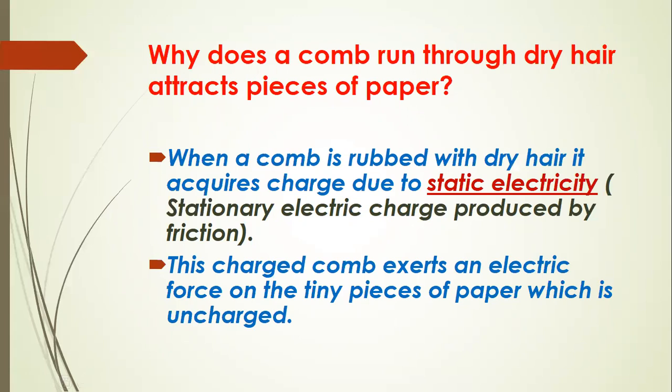will not move from one point to another. It will reside at that point itself. Such charges are called stationary electric charge. Then this charged comb exerts an electric force on tiny pieces of paper which are uncharged. Hope now you understood why a comb run through dry hair attracts pieces of paper.